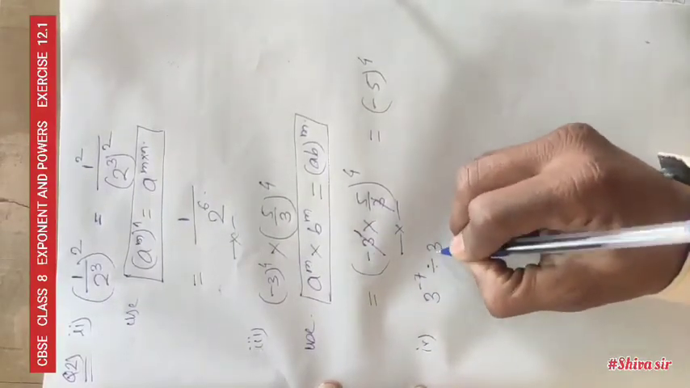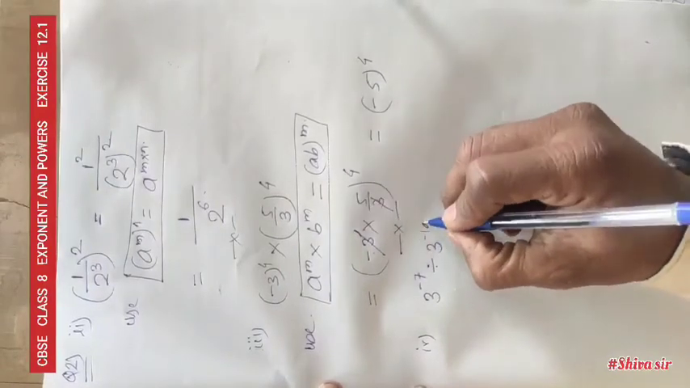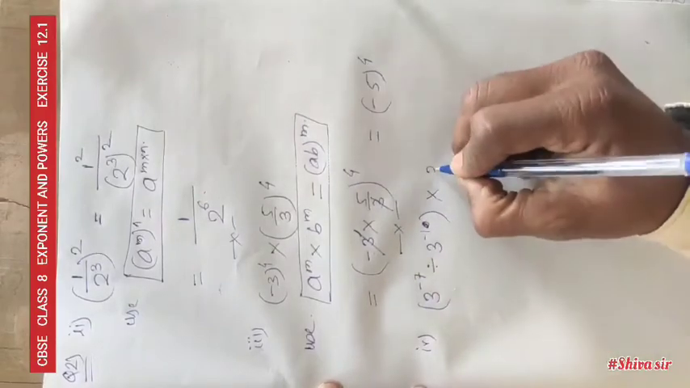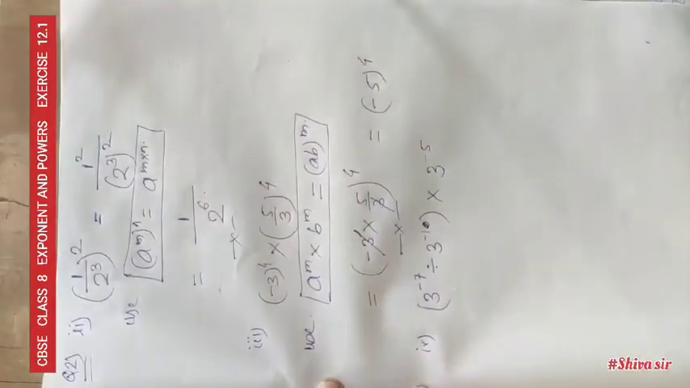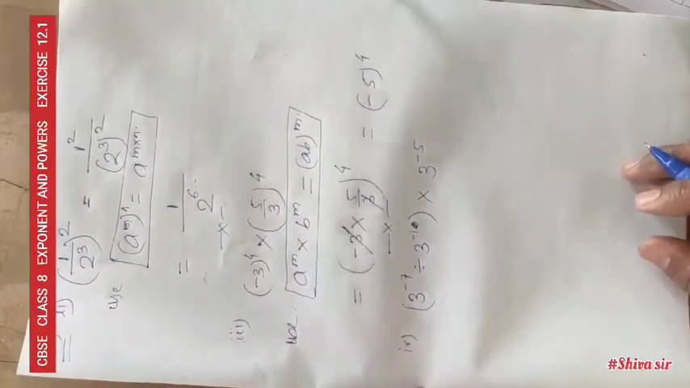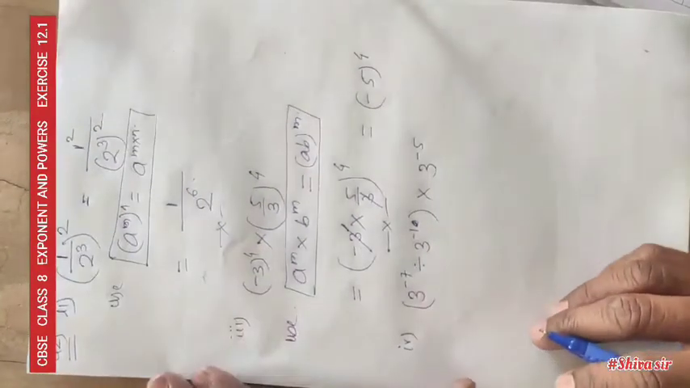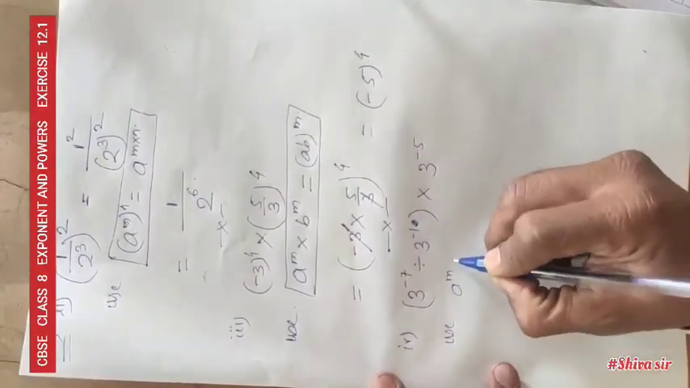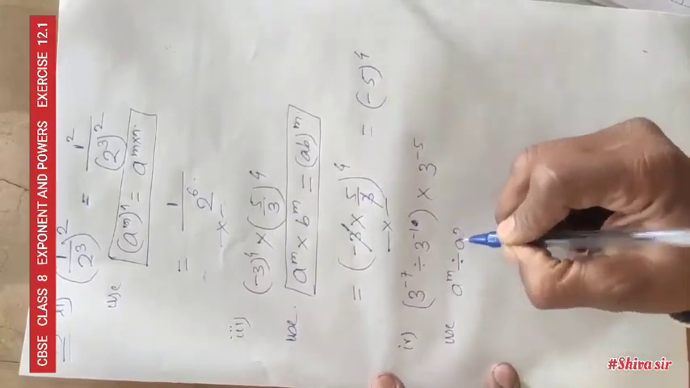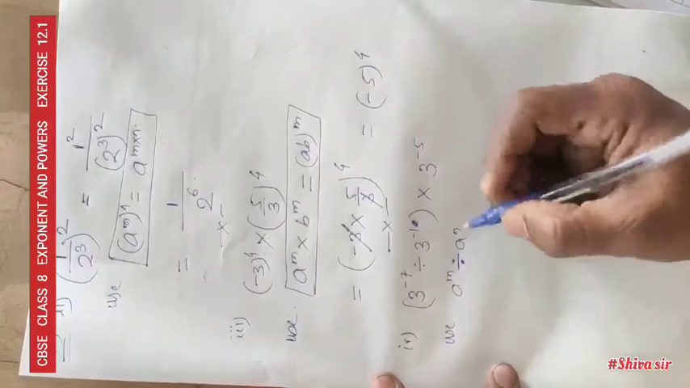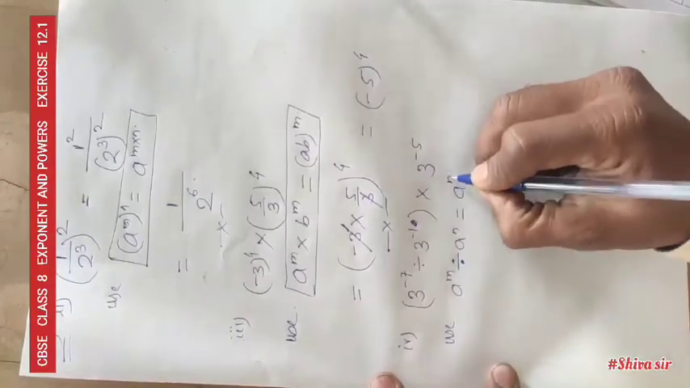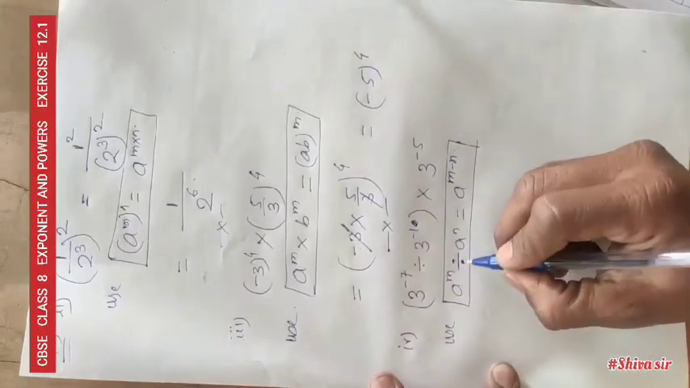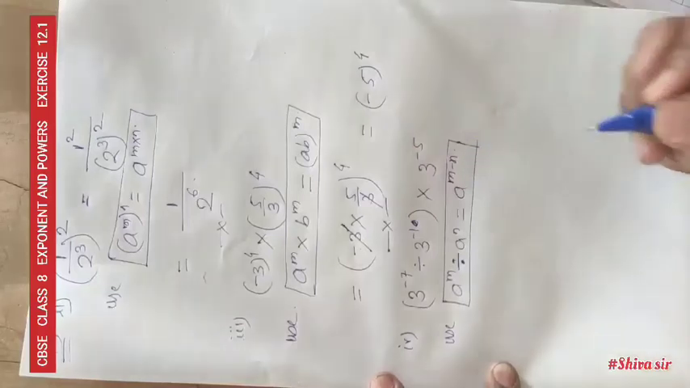divided by 3 raised to the power minus 10, into 3 raised to the power minus 5. So this is the expression. In this example, we simply use the formulation: a raised to the power m divided by a raised to the power n is equal to a raised to the power m minus n.